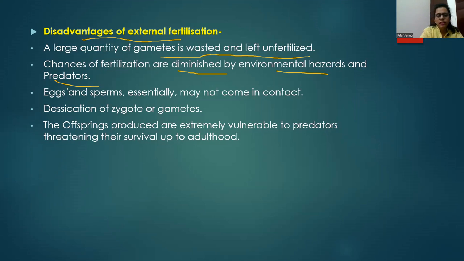Another disadvantage of external fertilization is that eggs and sperms essentially may not come in contact. It might happen that there are certain barriers because of which egg and sperm may not come in contact with each other at the correct time.